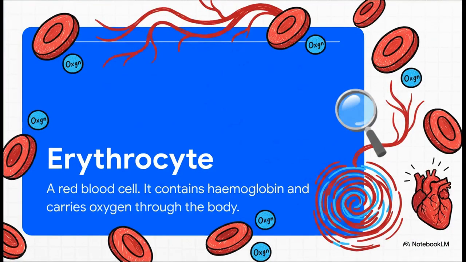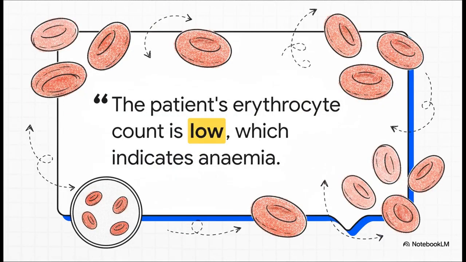Okay, next up we have erythrocyte. The pronunciation here is erythrocyte. Let's say that one more time. Erythrocyte. The stress is on that second syllable, rith. This is just the technical term for a red blood cell. You know, the guys responsible for carrying oxygen all through our bodies. And here are a couple of examples for you. The patient's erythrocyte count is low, which indicates anemia, and the test measures the average size of the erythrocytes.